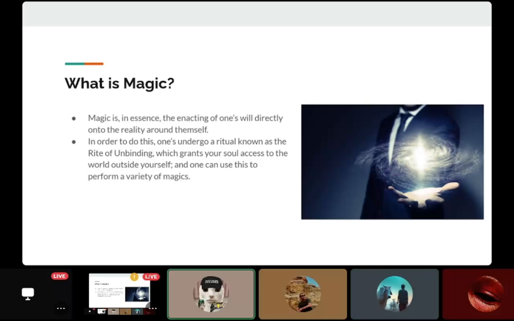In order to perform magic, one must undergo a ritual known as the rite of unbinding. We've talked about it a lot. Very well-known rite, and it grants your soul access to the world outside of yourself.